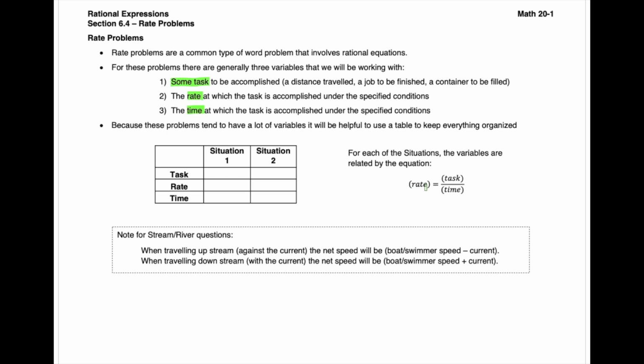Now for each of these situations, we can relate those three variables with this equation. The rate at which it's being done will be whatever task you're doing over the time it takes to do that. Now if you took physics last year, or remember all the way back to grade 10, we have our distance, velocity, time equation. The rate in that case would be the velocity, the task would be the distance traveled, and your time is still time. And so you have your velocity equals distance over time, and that's all this equation is. But what we're going to do is extend this. Rather than just dealing with velocities, we can look at any task being accomplished in a certain amount of time.